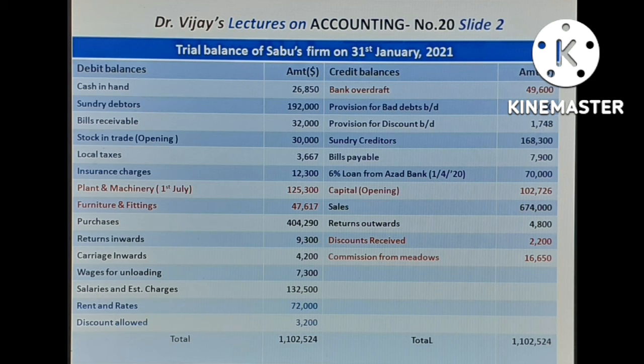Sales to come on trading account credit side, first item. Returns outwards, it is purchase returns to be subtracted from purchases in the debit side of trading account. Discount received and commission from Meadows are incomes on profit loss account credit side.